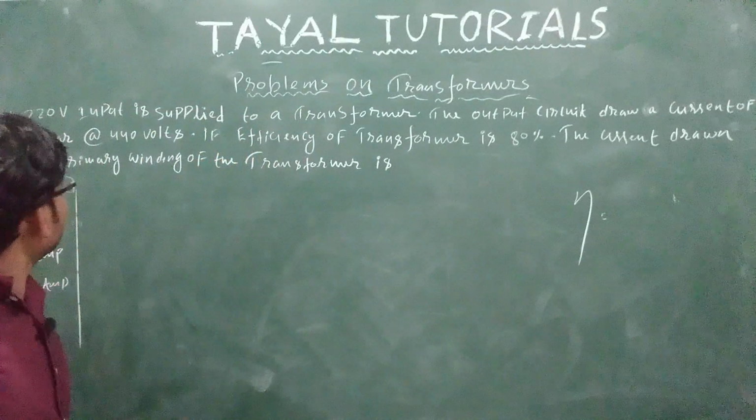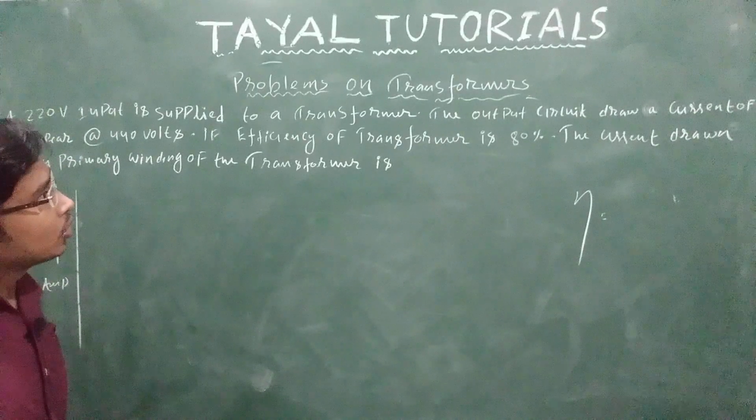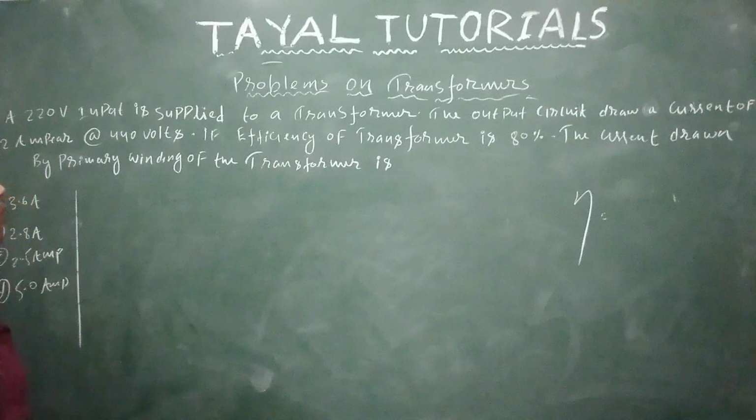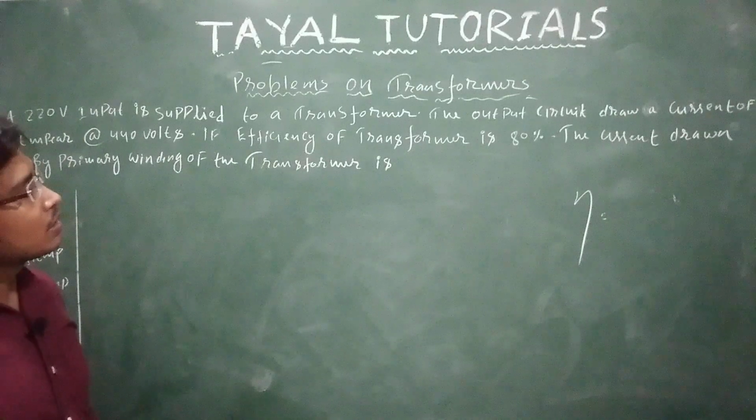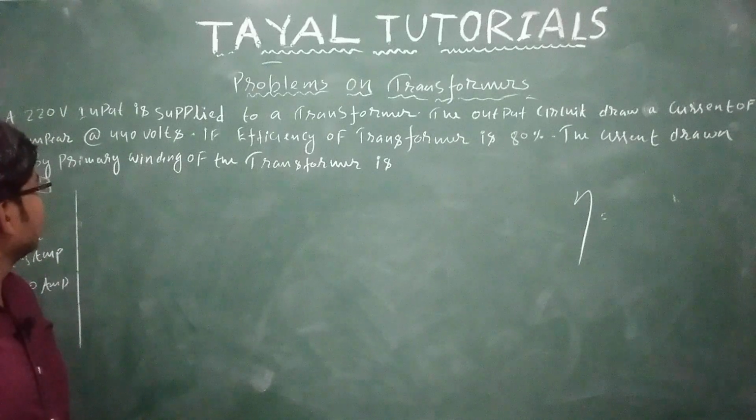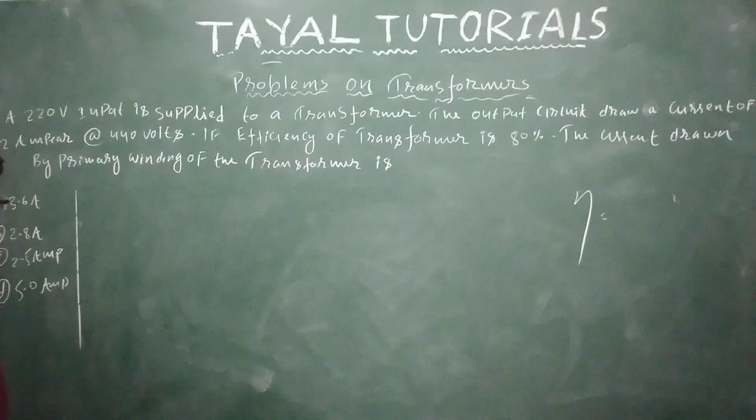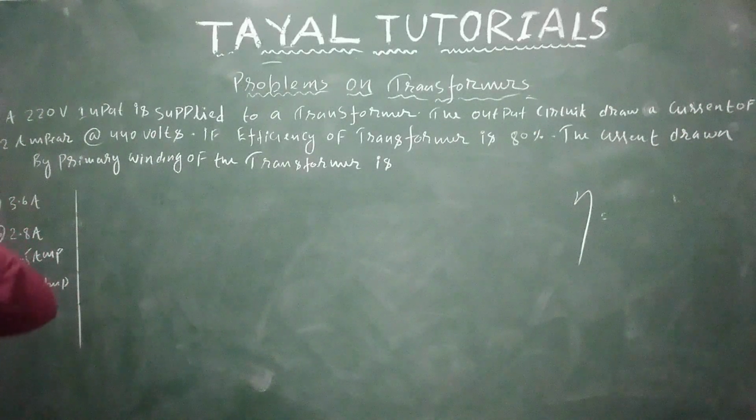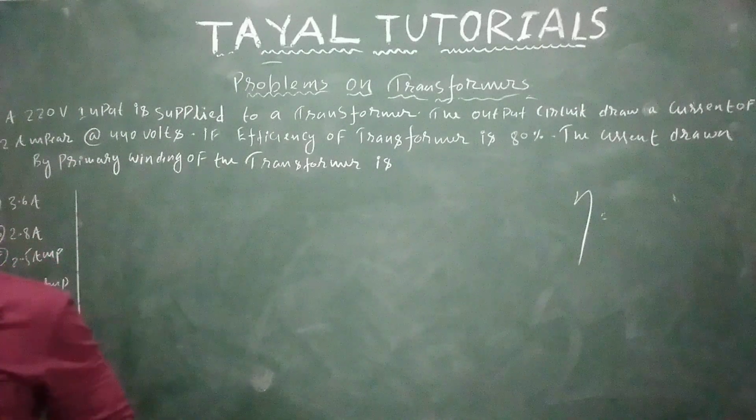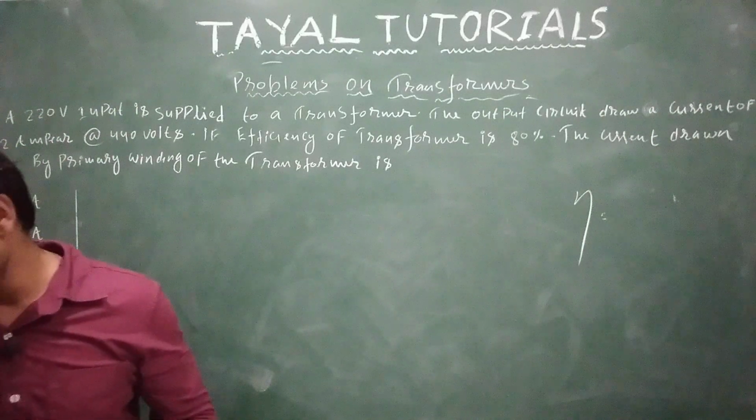A 220 volt input is supplied to a transformer. The output circuit draws a current of 2 ampere at 440 volt. If the efficiency of the transformer is 80%, the current drawn by the primary winding of the transformer is. Options are 3.6 ampere, 2.8 ampere, 2.5 ampere and 5 ampere. They are asking what is the value of current which is being drawn by the primary.